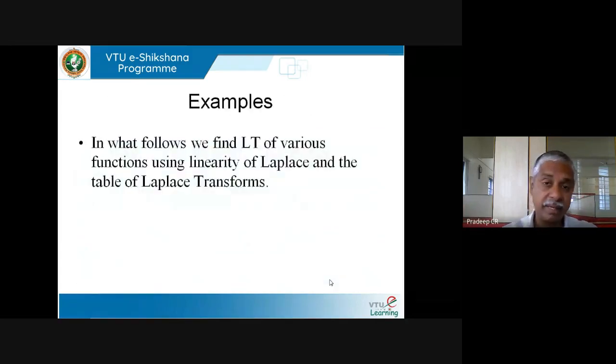Okay. Our aim is not to keep on finding Laplace transform of various elementary functions. What we want to do is find Laplace transform of complicated functions using linearity. That is the essential thing here. So let us see a few examples.